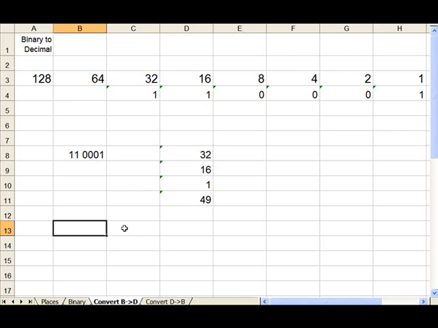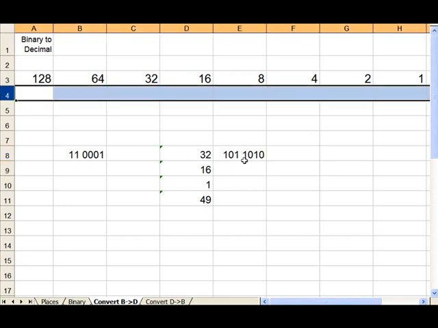Let's try another one. How about 111 0 1 0, and I'll put the space in. Let's change it a little bit there. That makes it more interesting. And we're going to figure out what is the decimal equivalent of that number. First of all, before we start, do you think that this will be an even number or an odd number?